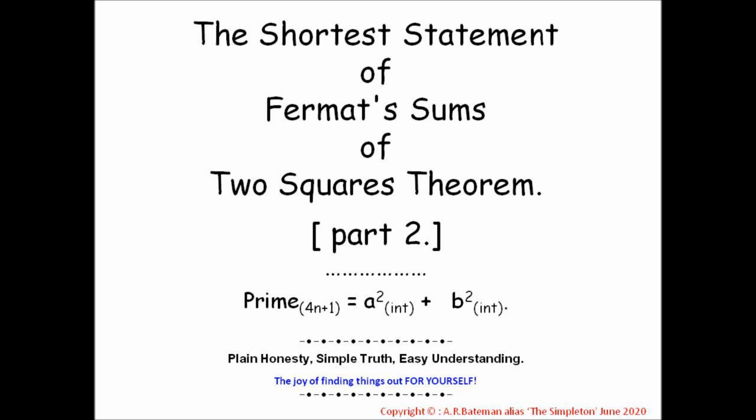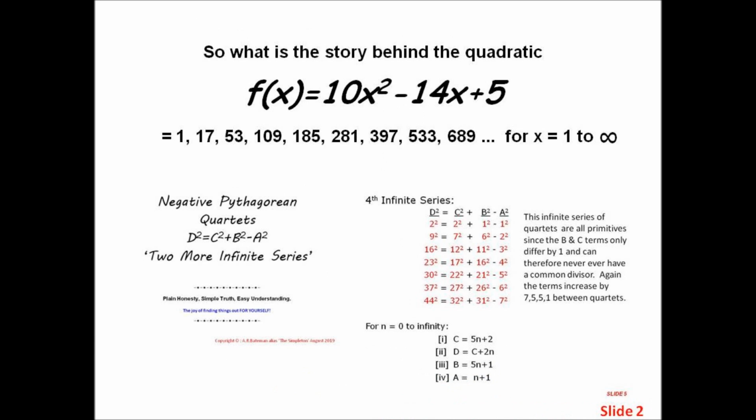The shortest statement of Fermat's sums of two squares theorem, part 2, which states that every prime of modularity 4n plus 1 can be written as the sum of two integers squared. So what is the story behind the quadratic f of x equals 10x squared minus 14x plus 5?